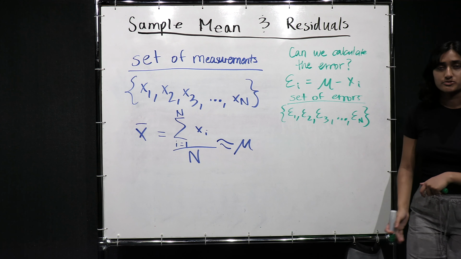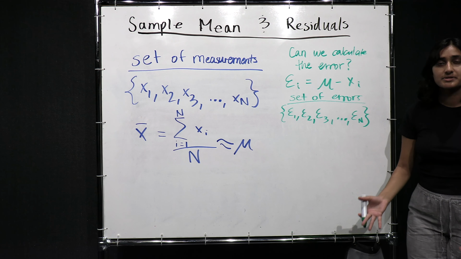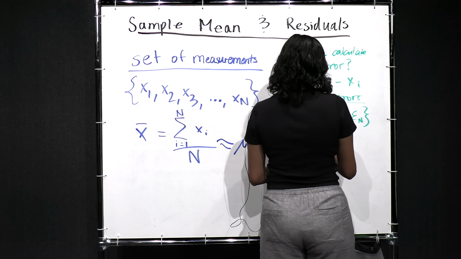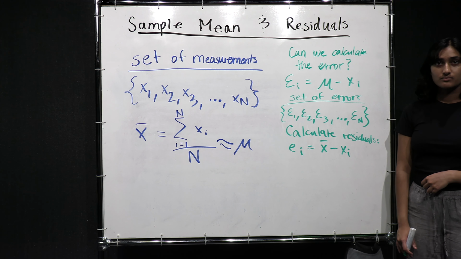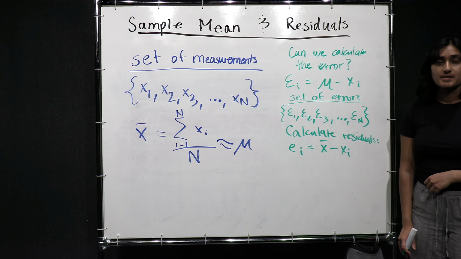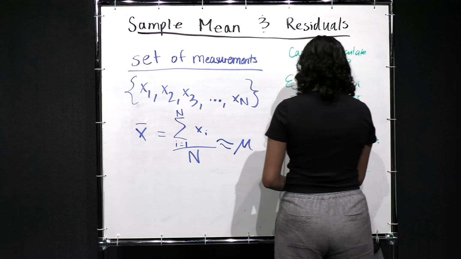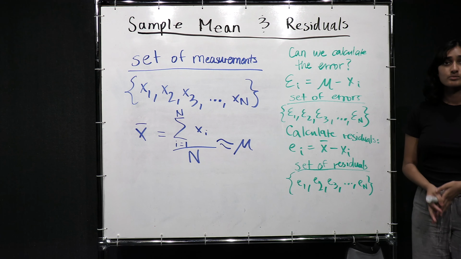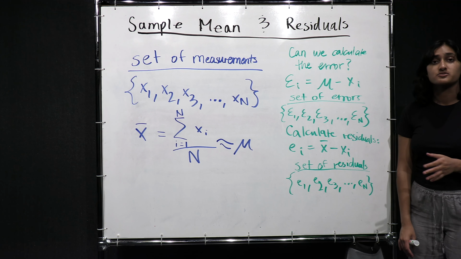However, we don't know the true mean, only the sample mean. So we calculate the residuals, which are the differences between the measured values and the sample mean. The set of residuals is then E1 through En. In other words, the residuals are estimates of the errors based on the sample mean instead of the true mean, mu.